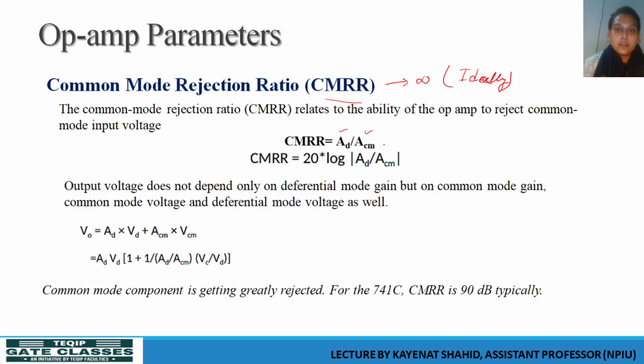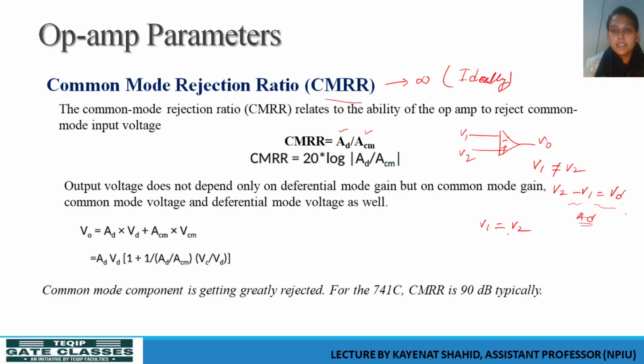Where does the common mode come from? Whenever we apply certain signals to the terminals, V1 and V2, if there is a difference, V1 is not equal to V2, then we take the difference of these and call it the differential voltage. And the gain due to this is called AD, the differential gain, right? When V1 is equal to V2, the differential voltage VD will be equal to 0.